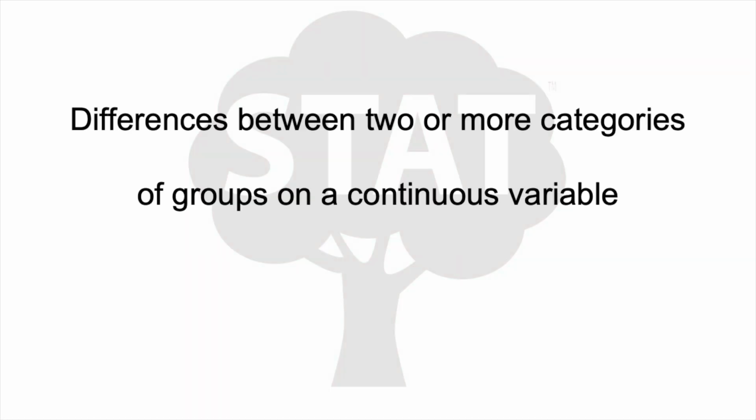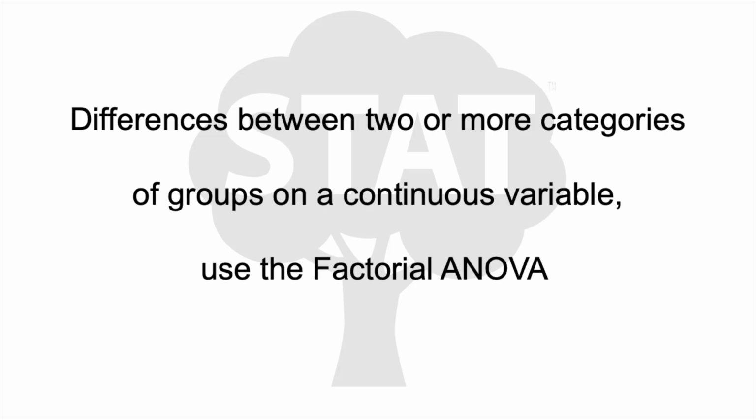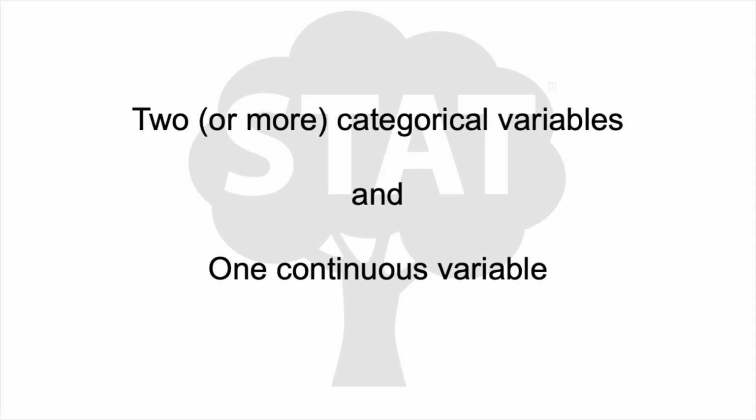To test whether there are differences between two or more categories on one continuous variable, the Factorial ANOVA would be appropriate. You will need two categorical variables and one continuous variable in order to run this test.